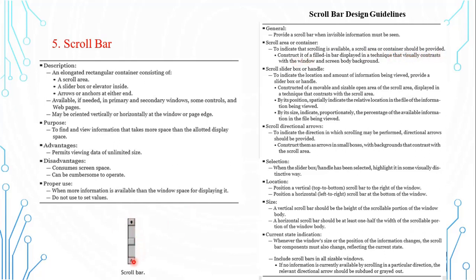So you have to have a container-like structure. See here, the scroll bar is like a container-like structure to indicate the scrolling. Or else viewers will not be able to see whether they can scroll or not. So you should have a container-like structure to move the scroll bar, and construct it as a field in a bar displayed in a technique that visually contrasts with the window and screen body background. So it has to contrast.